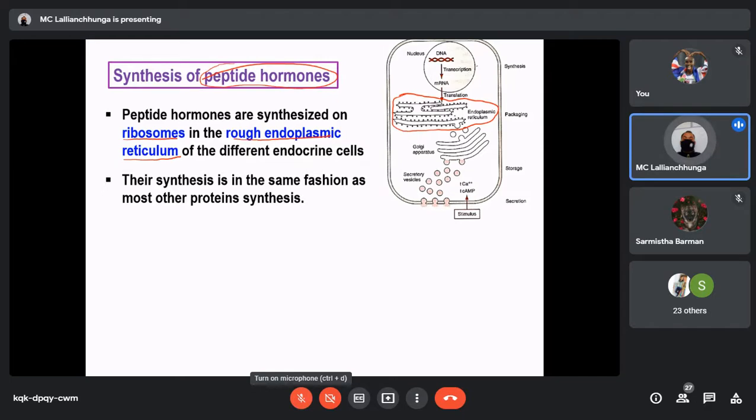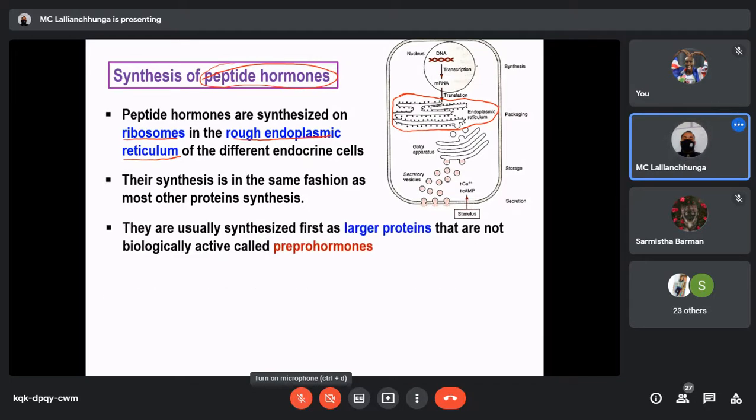Their synthesis is in the same fashion as most other protein synthesis. They are usually synthesized first as larger proteins, larger proteins that are not biologically active. Initially, when the ribosome is synthesizing a particular protein which is going to be a hormone, it is usually very big, and it is not biologically active. This is known as a pre-pro hormone. It is not yet a hormone; it is biologically inactive. It cannot do any function.